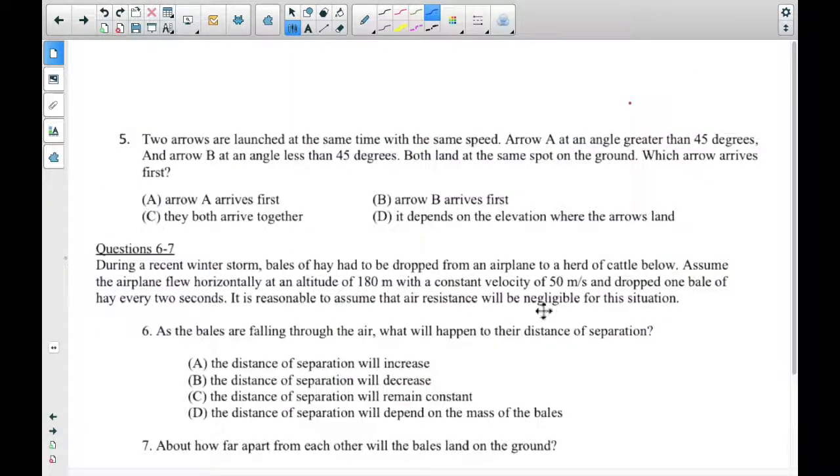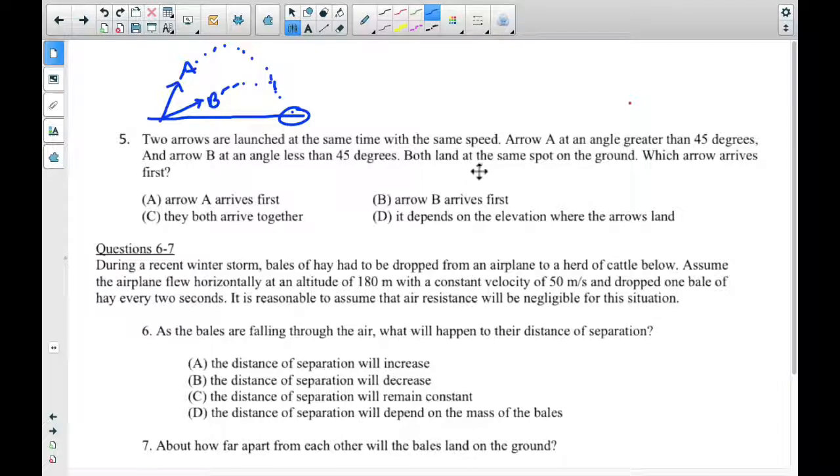Okay, number 5 goes back to a little bit the same concept I was talking about. At what angle would it go the farthest? So 2 arrows are launched at the same time with the same speed. Arrow A at an angle greater than 45 degrees and arrow B at an angle less than 45 degrees. So arrow A is going to go here. Arrow B is going to go here. We don't know the angles, but we know B is less than 45 and A is greater than 45, and we know they have the same speed. They both land at the same spot on the ground.